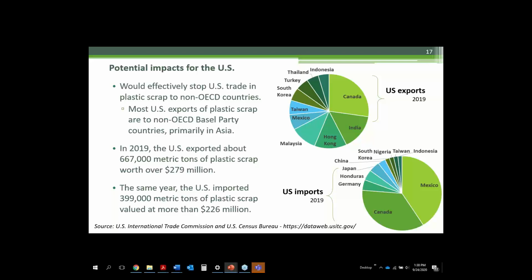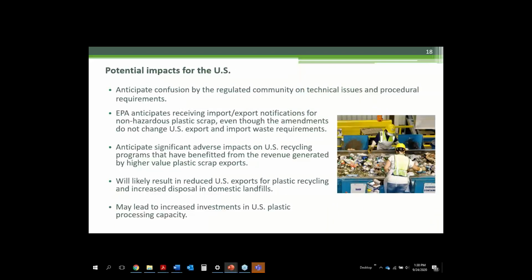As you can see on the imports, a lot of our imports are coming from Mexico and Canada. We have a fair amount of imports and exports with Canada, but with Mexico, we're importing almost 4 times as much plastic scrap from them as we're exporting. And they make up, as you can see, about 3/4 of our imports. So they're particularly important for us when it comes to imports.